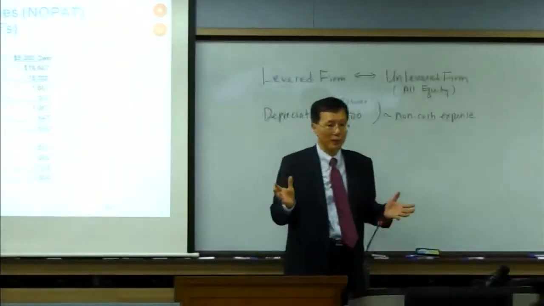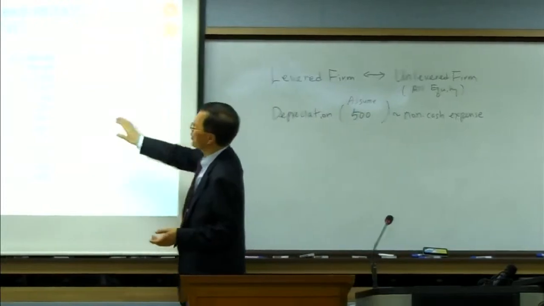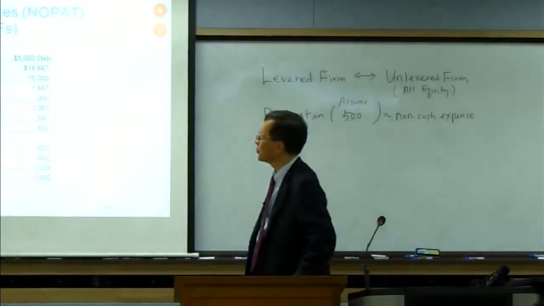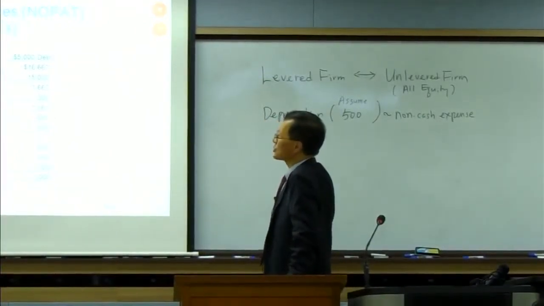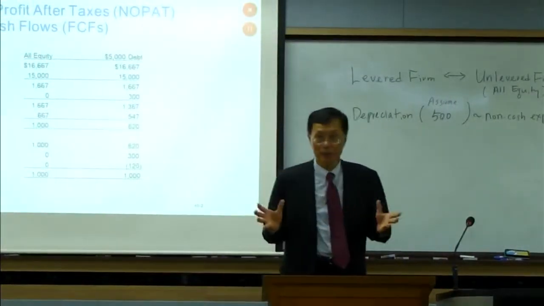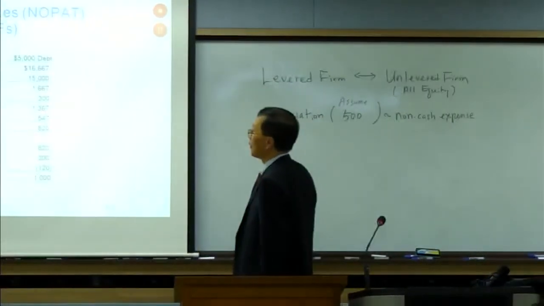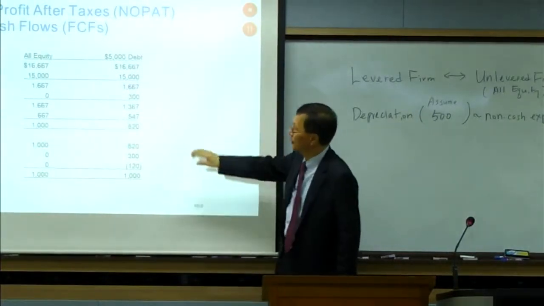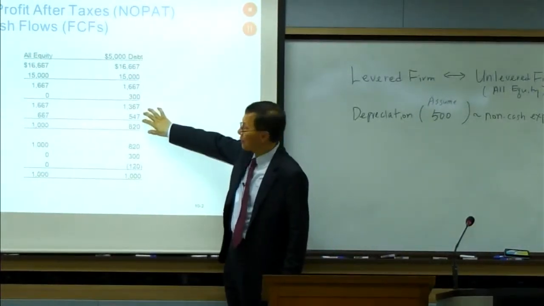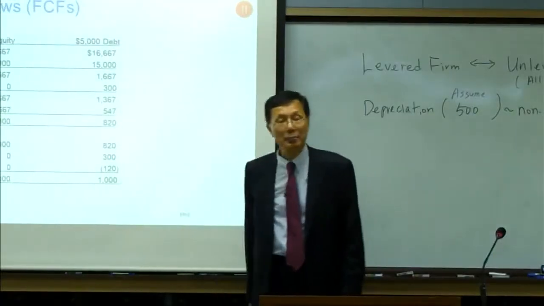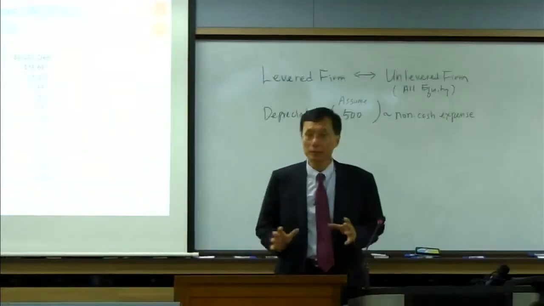And then interest expense, 6% of the debt principal. So $300 of interest expense is deducted from net operating profit. That gives net profit before taxes. And assuming the tax rate is equal to 40%, tax is 547. Subtract that from net profit before taxes, and you have net profit after taxes, NPAT.